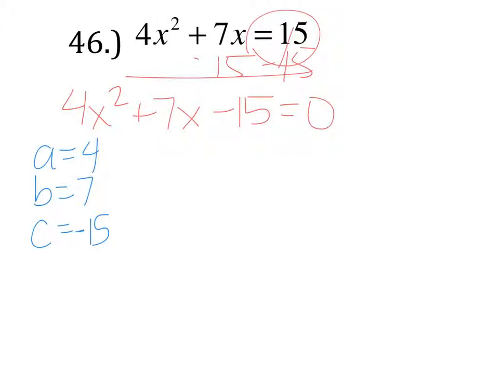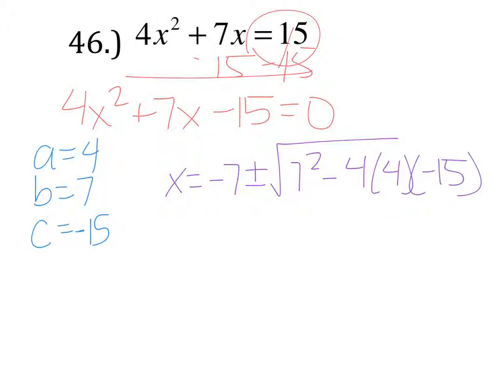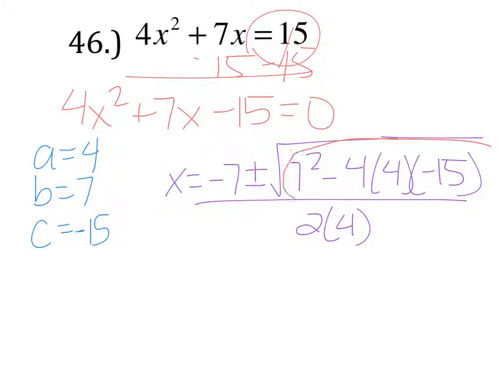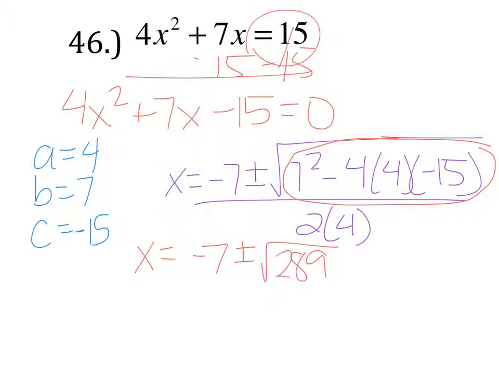So we have x is equal to -b, so -7, plus or minus the square root of b squared, so 7 squared, minus 4 times a, which is 4, times c, which is -15. The whole thing divided by 2a, so 2 times 4. So again, in the calculator, we are only plugging this part in right now. 7 squared minus 4 times -15. So x is equal to -7 plus or minus the square root of 289, I believe, over 8. 2 times 4 is 8.